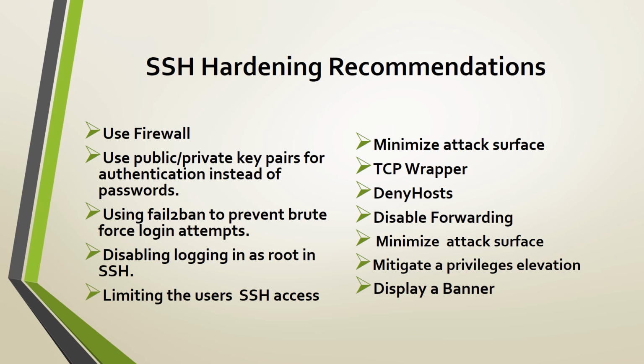For SSH best practices and hardening recommendations, it's always a good practice to have a firewall, and that's one of the best practices used to block access to SSH from unauthorized IP addresses. You can also use a VPN to provide secure access to the system for remote access users. If you do not have any hardware firewall, you can use iptables to limit the SSH access. Also use a public-private key pair for authentication instead of the password.